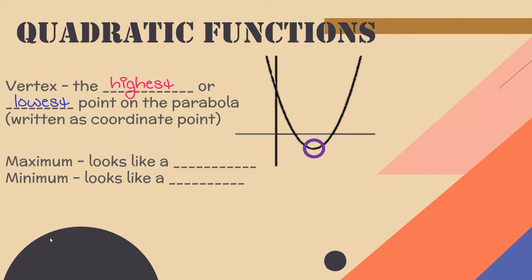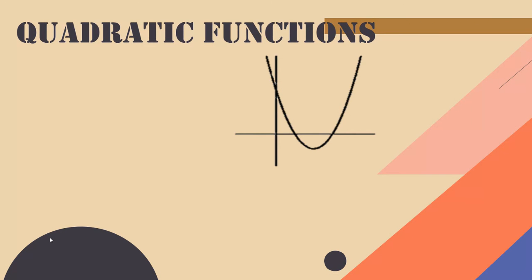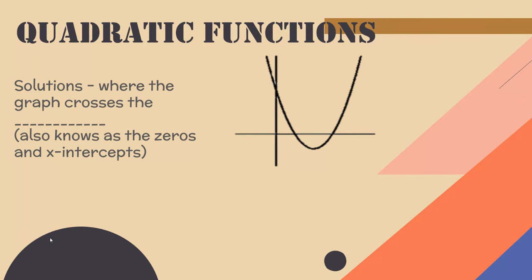The maximum is going to look like a mountain, and the minimum is going to look like a valley. So this one right here shown is a minimum. Solutions are where the graph crosses the x-axis. Again, there's the x-axis, and it's also known as the zeros or the x-intercepts, remember. Solutions, zeros, x-intercepts, all the same thing. And on this quadratic graph here, there are two crossing the x-axis right there.